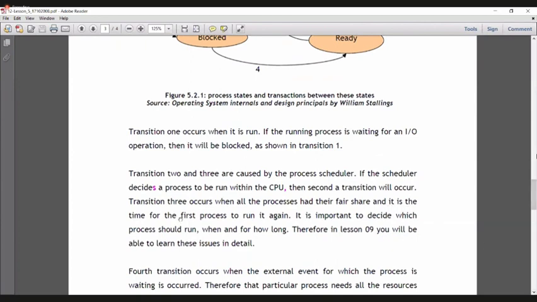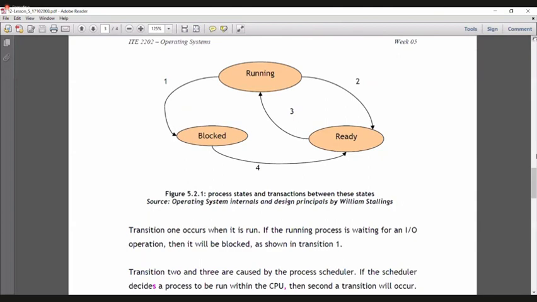And it is the time for the first process to run again. That is if you consider the same process. Let's say now process A is running here. So the scheduler knows when to stop when the time slot allocated finishes. So the scheduler puts that into ready state.